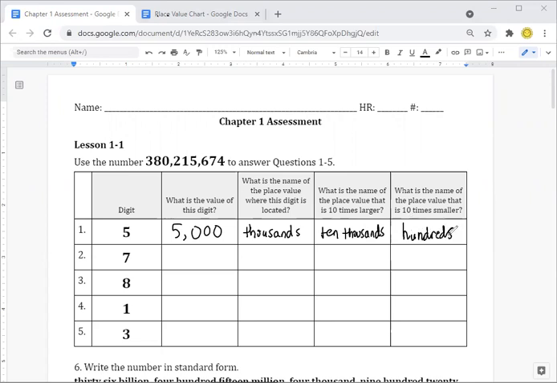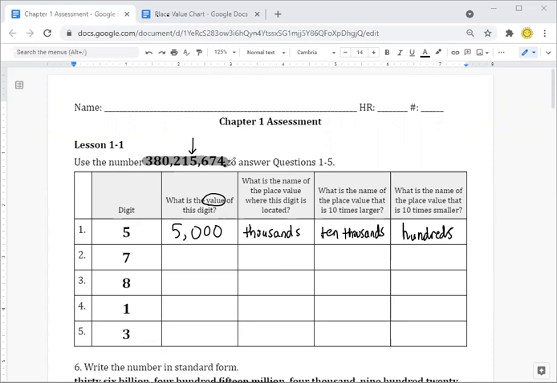So we're looking at this number right up here. Let me see if I can get it a different color for you. Right here, 380,215,674 to answer the questions that are in this chart, okay? And what we could see is that we are looking at the 5-digit first and considering where this 5 is located inside of the big number. So we can see it sitting right here in this spot. So what spot is that? What place is that? That will help us decide on the value of that digit.